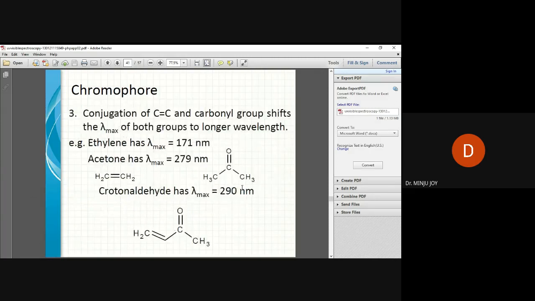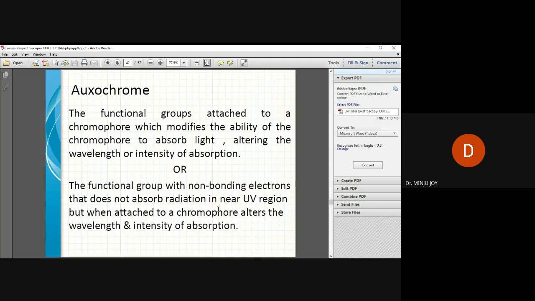Third one, conjugation of a C double bond C and the carbonyl group shifts the lambda maxima to larger wavelength. For example, ethylene is only 171, whereas acetone, when a carbonyl group is present in the compound, shows 279. Similarly, crotonaldehyde shows an absorption maxima of 290 because it contains both olefinic as well as carbonyl functional groups. Next term is oxochrome.